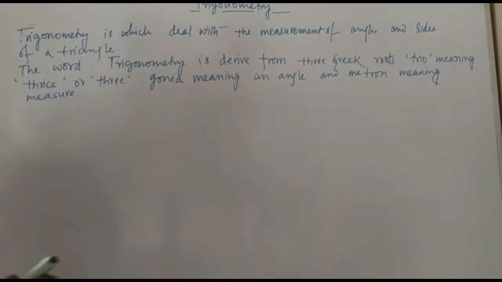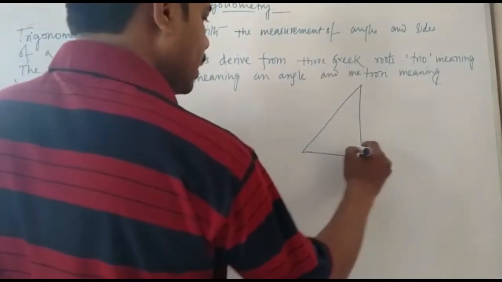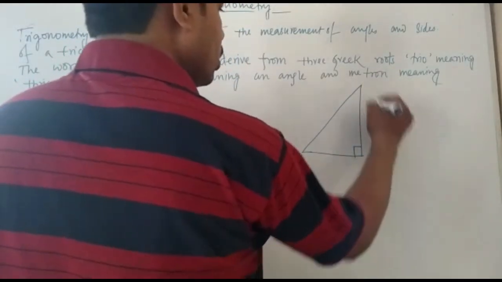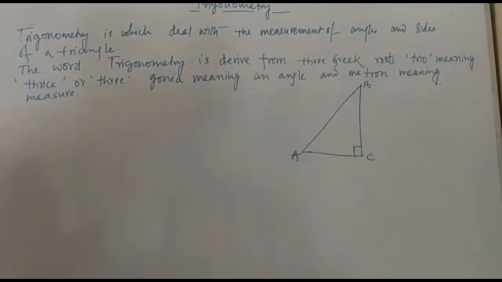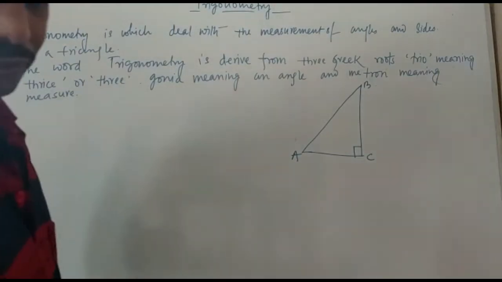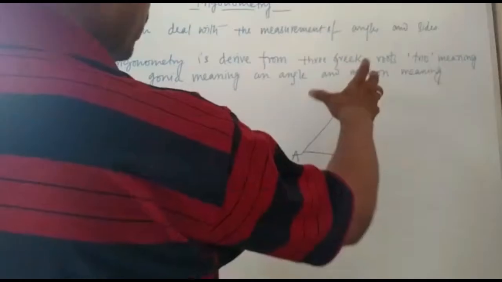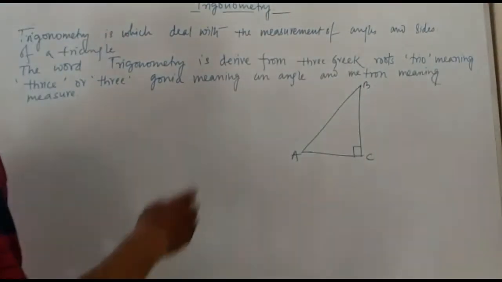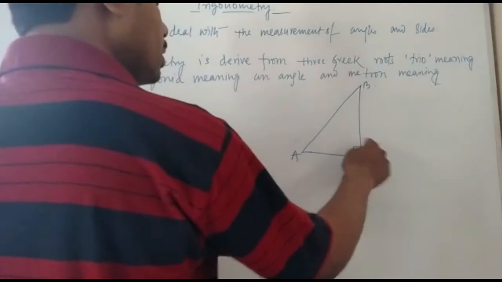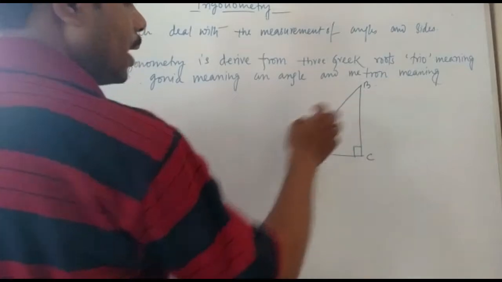So by using a triangle, its sides and angles, we can solve the sums in this chapter. Before we start, we need to understand that one triangle is needed, and one major thing is that one angle should be 90 degrees, and there are two other angles, A and B, that are acute angles.